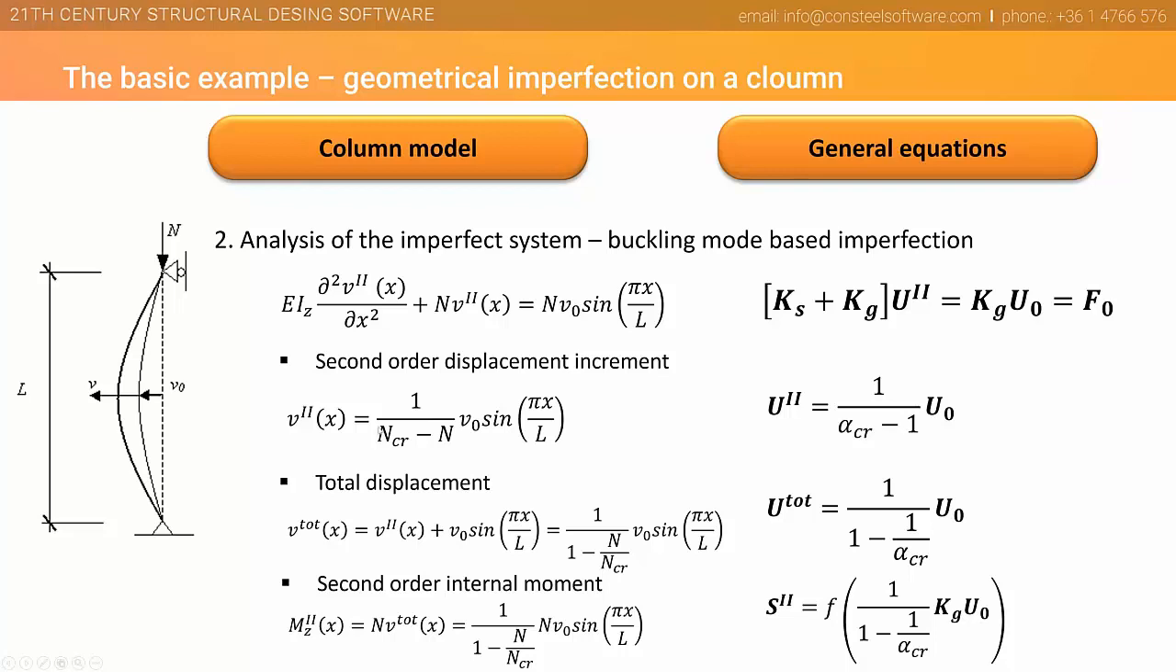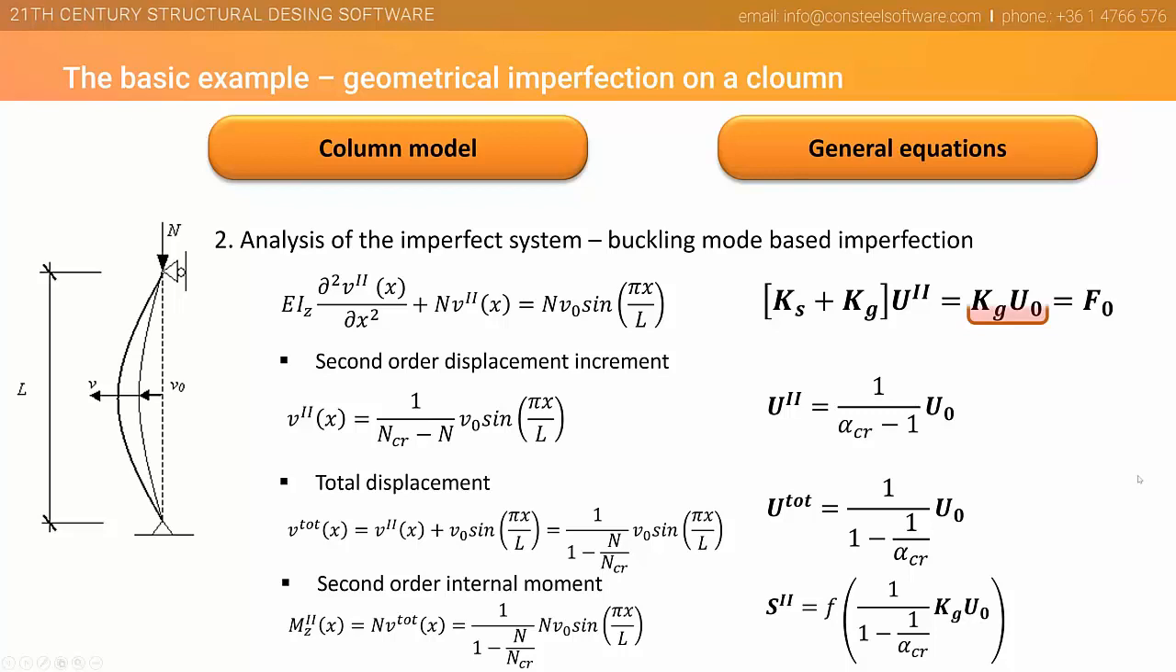amplification factor, which is very similar to this one, although it is written in terms of the alpha critical value, so the elastic critical load level. The total displacement vector can again be written in terms of the original imperfection vector and this well-known amplification factor. And this is the basis for the evaluation of the second-order internal forces and moments generally, which is a function of that imperfection load and this amplification factor. So these are the general equations that we are using in ConSteel.